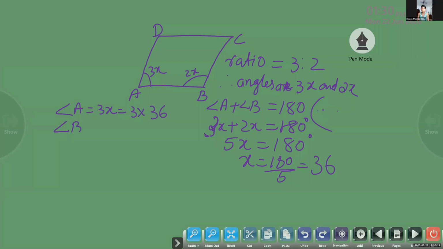Ma'am, should we write this problem in our notes? Yes, you should write. All the problems that we are doing on the board, you have to write in your book, in your notes. Okay.